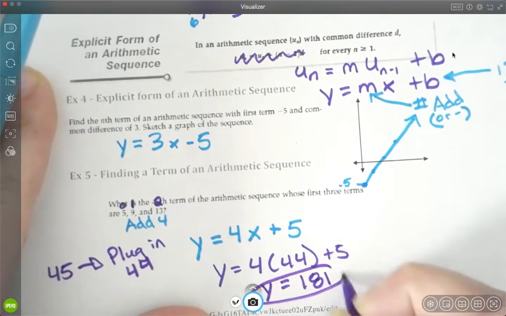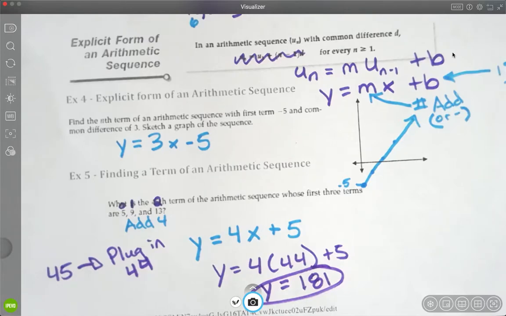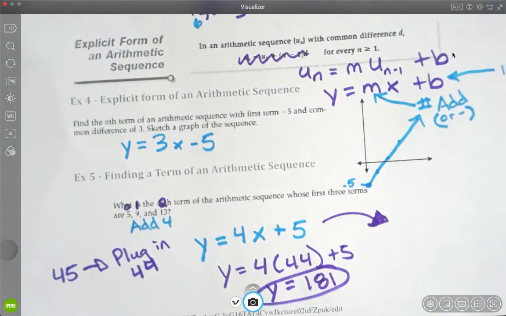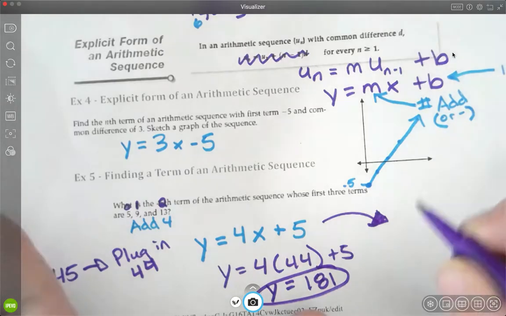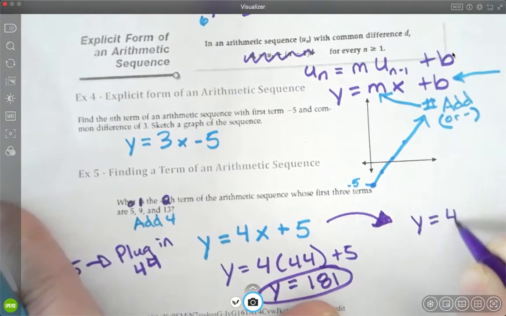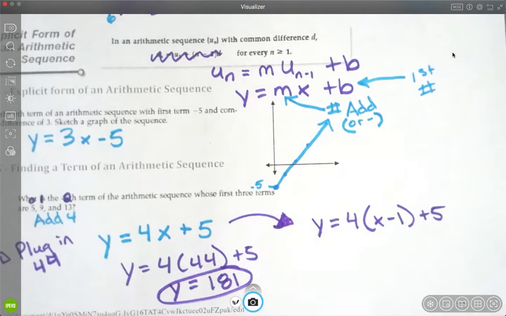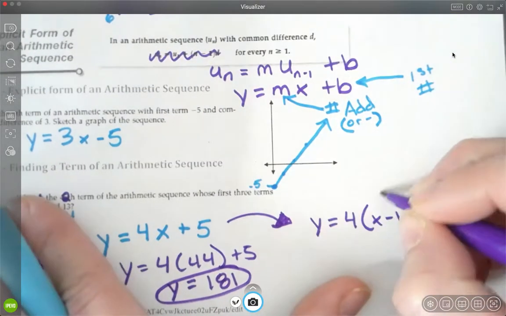181. Beautiful. There you go. Now, if this confuses you, don't write it down or don't do this, okay? But a way of getting around that, to embed the whole -1 in the equation, you could write your equation as y equals 4 times (x minus 1) plus 5. You can embed that into the equation. And then you can plug 45 in.